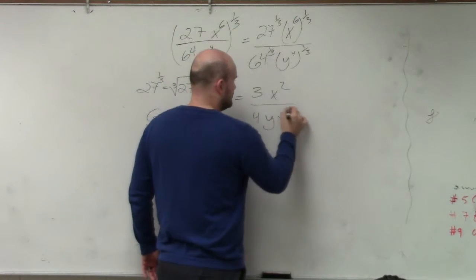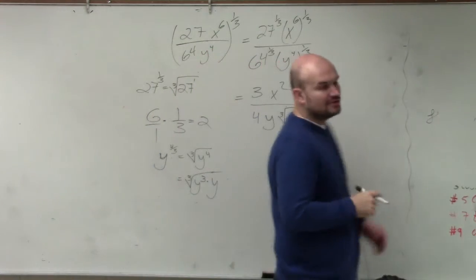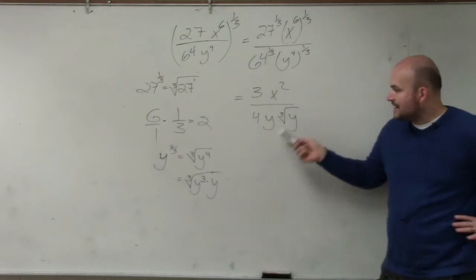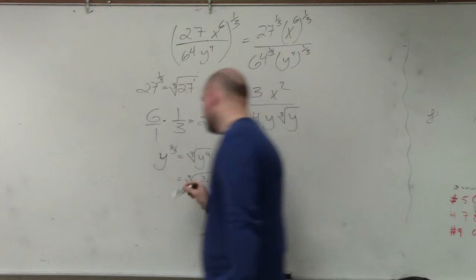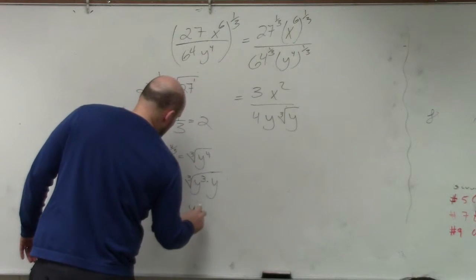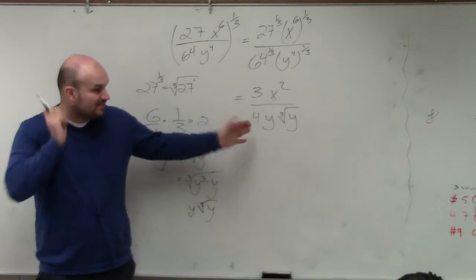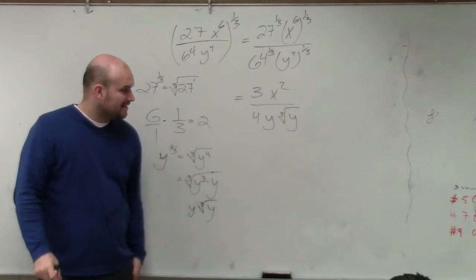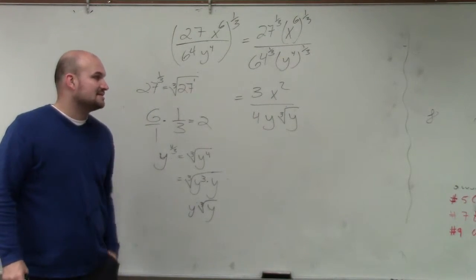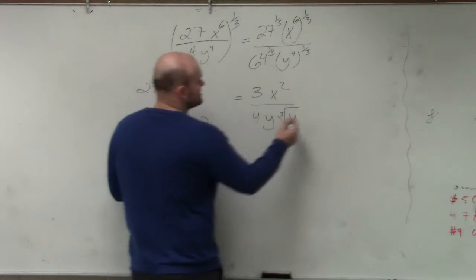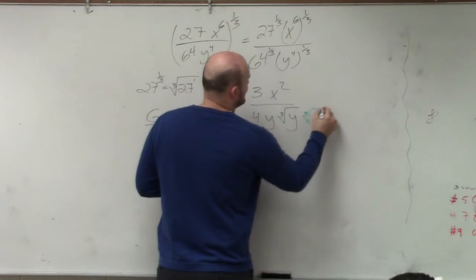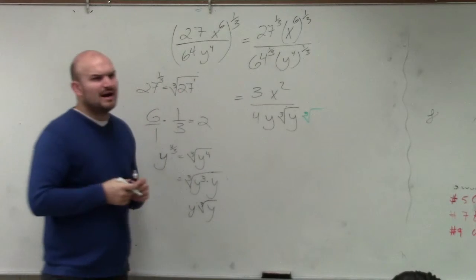y times the cube root of y. So therefore, I can break this down. The cube root of y cubed is y, right? OK. Well, technically, if we were going to have this simplified, we do not want a radical in the denominator. So I would have to rationalize the denominator. And if I'm going to rationalize the denominator, I'm going to multiply by the cube root of y to the what power?